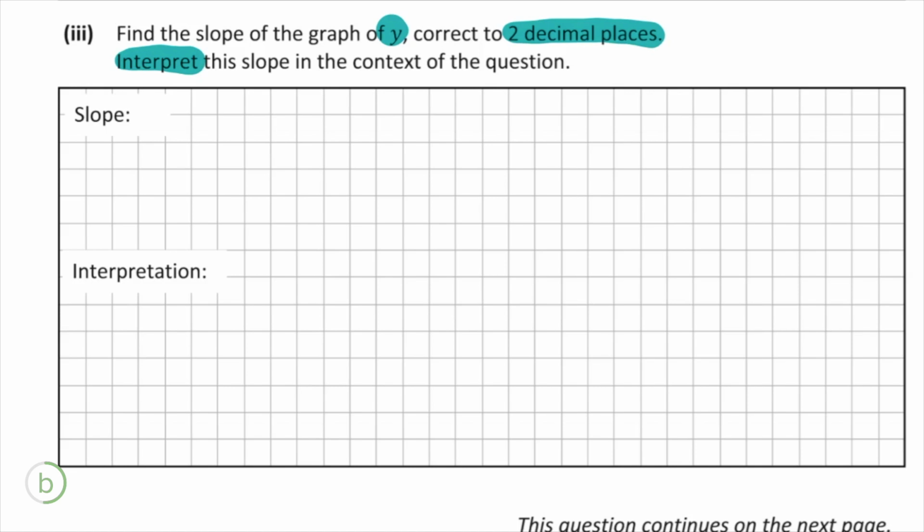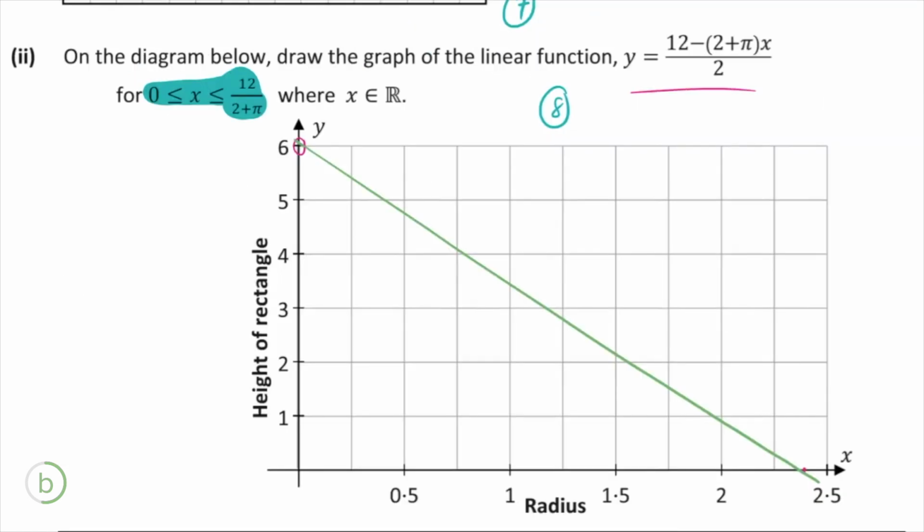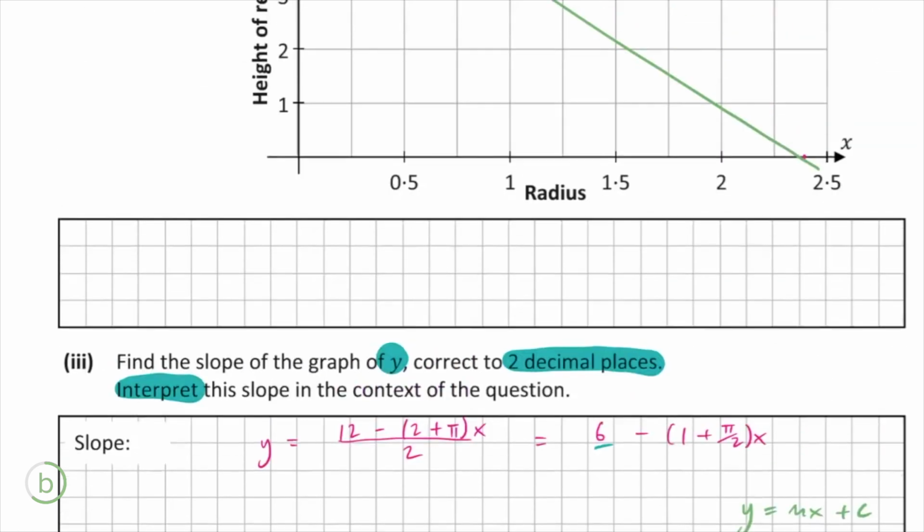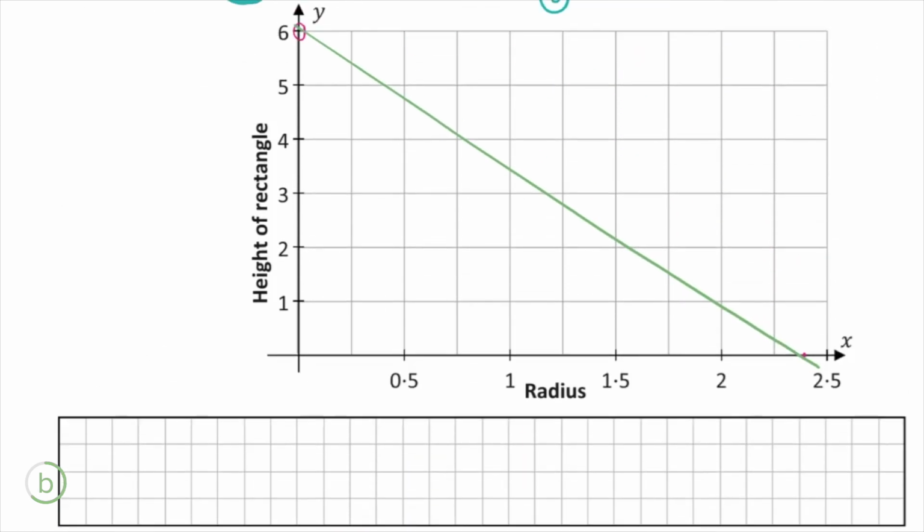So by far the easiest way to go about this is just to get the line y, which we have here, in the form y is equal to mx plus c. So we're just going to divide across the top line by 2 and try and get rid of the fraction, which will give us 6 minus x times 1 plus pi over 2. So if we compare this to our general form for the equation of a line, we can see that whatever the number is that we add on is the y-intercept, which here is 6. And we actually know that's true based on our graph up here, which crosses at 6.